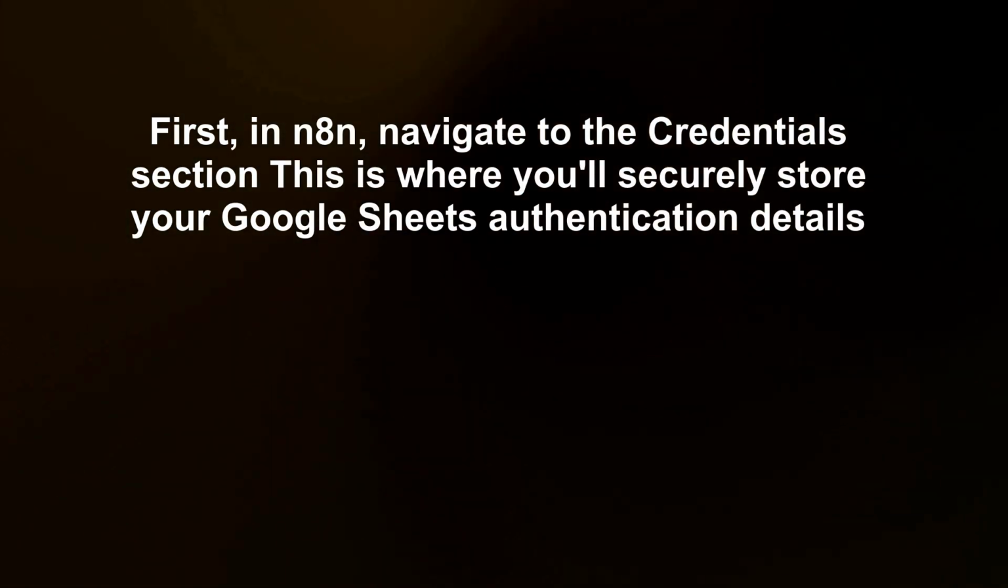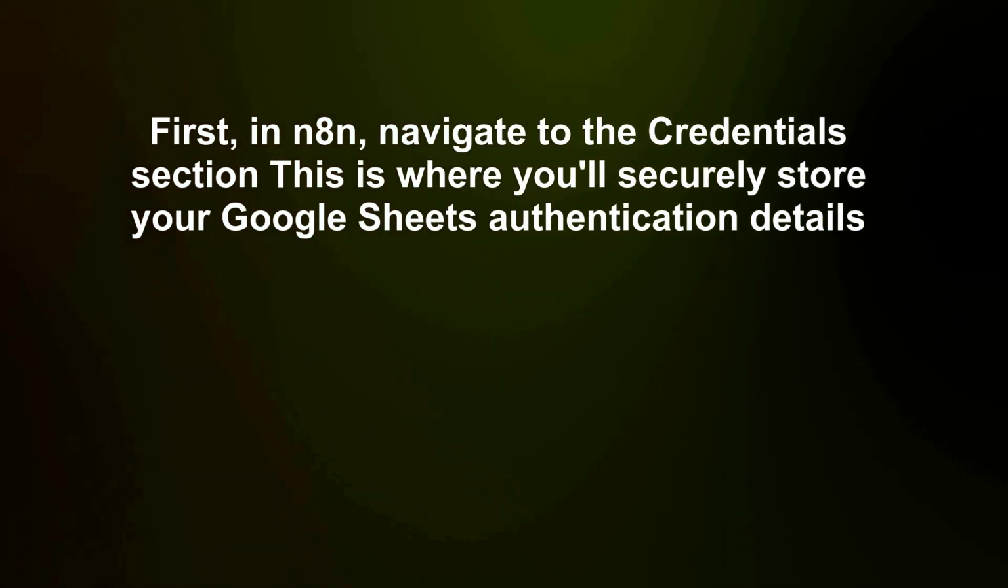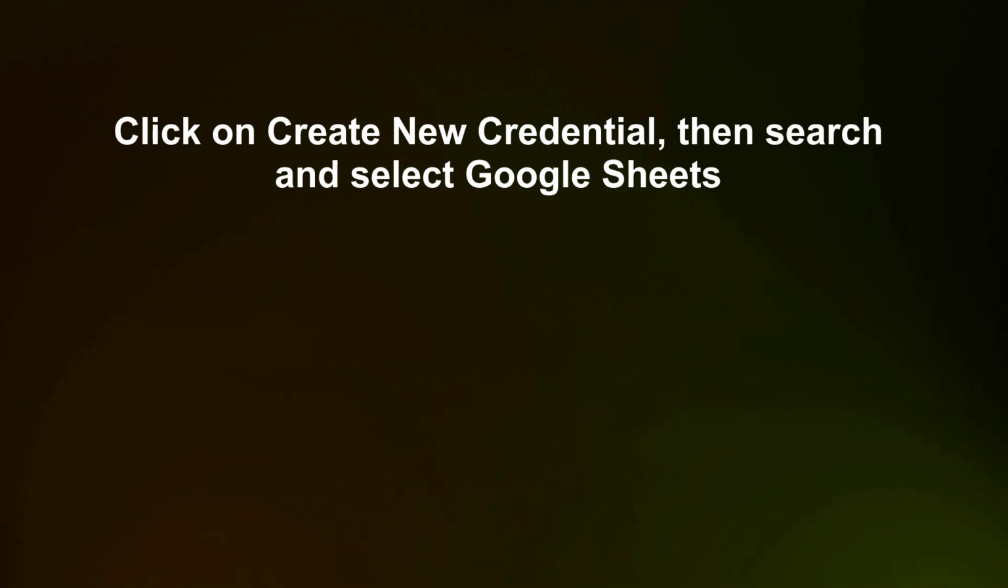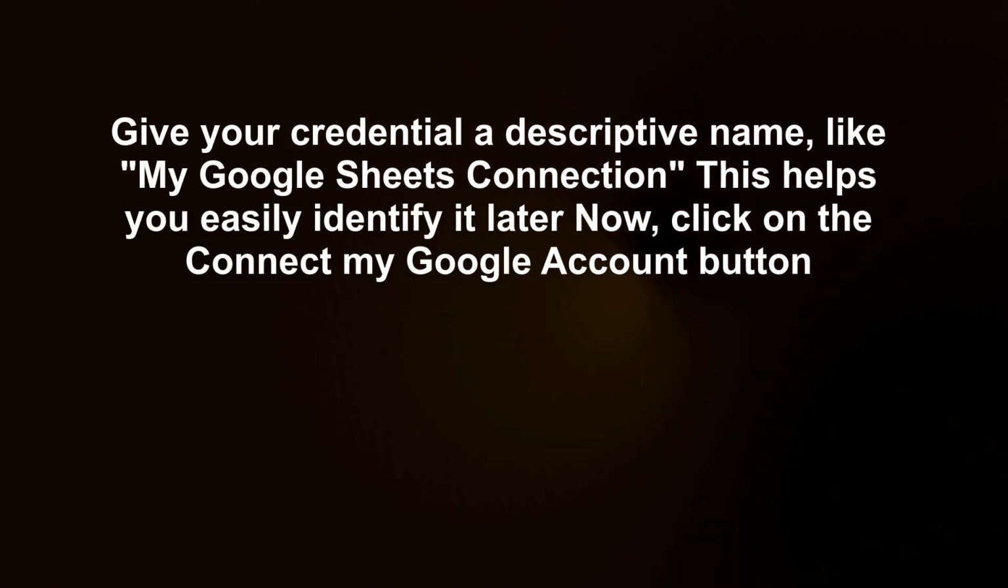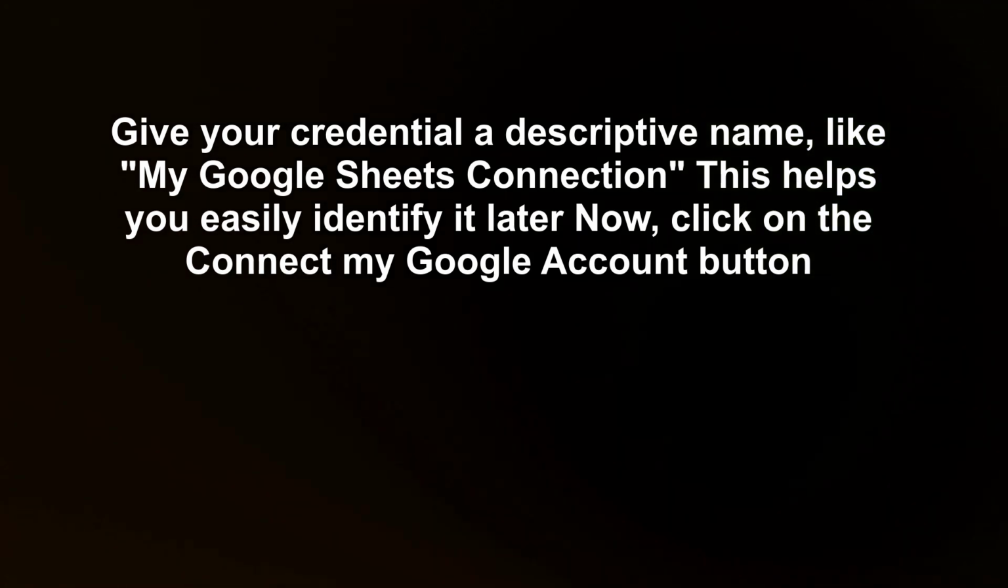First, in N8n, navigate to the Credentials section. This is where you'll securely store your Google Sheets authentication details. Click on Create New Credential, then search and select Google Sheets. Give your credential a descriptive name, like My Google Sheets Connection. This helps you easily identify it later.